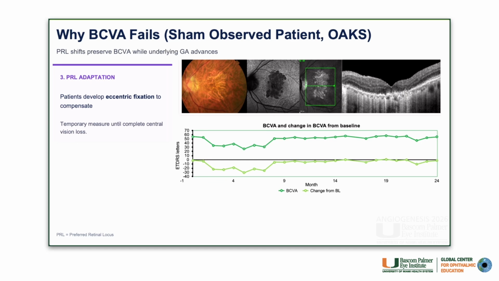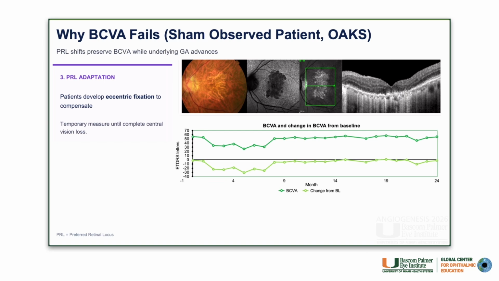This is evident in a patient from the sham-observed arm of the OAKS trial. This patient began with more than 50 letters at baseline. Vision then declined, and if we consider the context of 2 consecutive visits showing a 15-letter vision loss, which is common in some clinical trials, we see that this patient indeed lost 15 letters over 2 visits. Fortunately, vision later recovered to baseline levels.